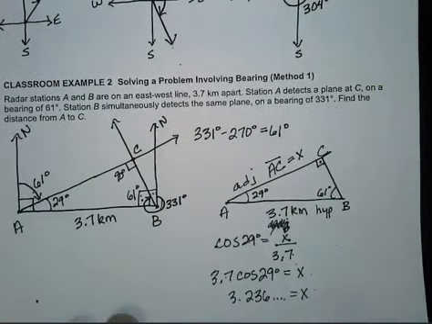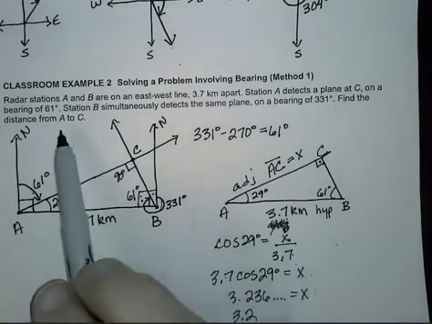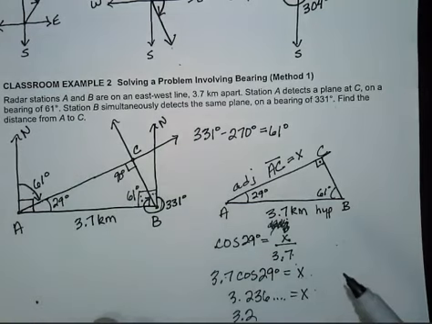Now I want to look at how many significant digits I have. I've got 2 in this value and 2 in this value. So I need to round this to 2 significant digits. That would make it rounded to the nearest tenth. So that's going to be the answer to my question for the distance from A to C.